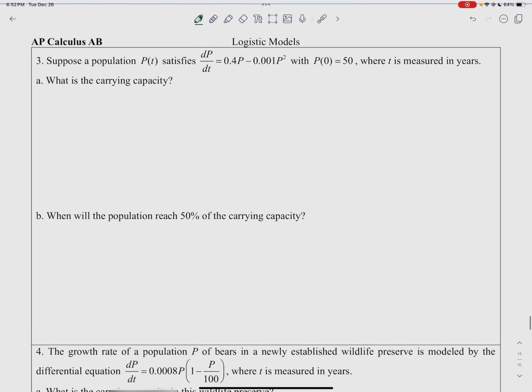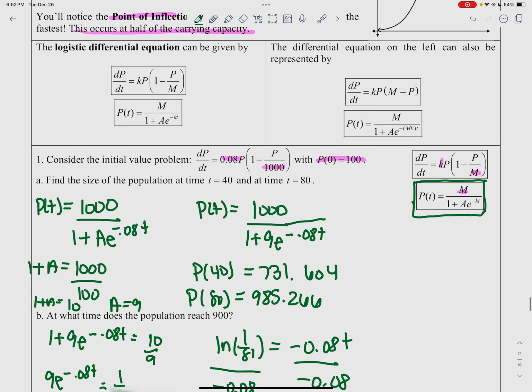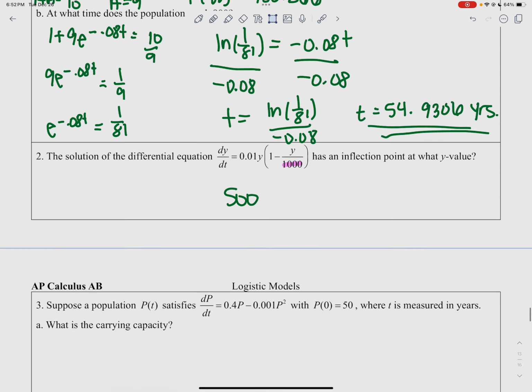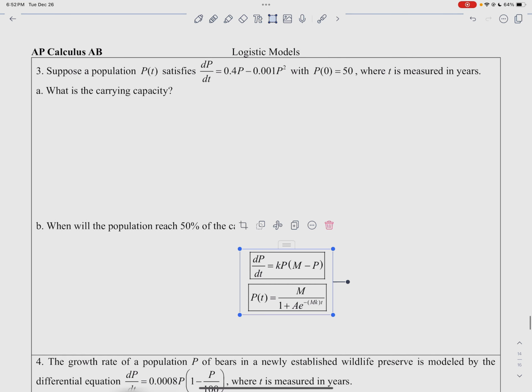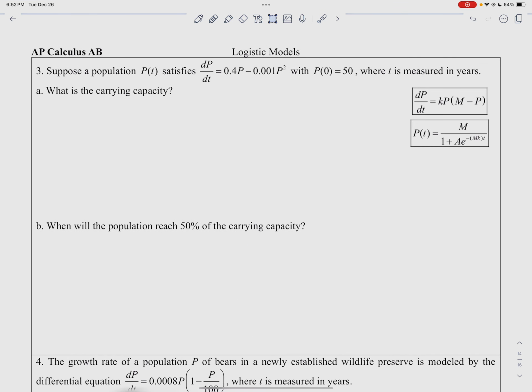Okay, now number 3 is where things get a little bit tricky, because now we have to use the equation on the right. All right, now notice how here, this does not look like this. We have to make it look like this by, guess what? We got a factor. What are we factoring?